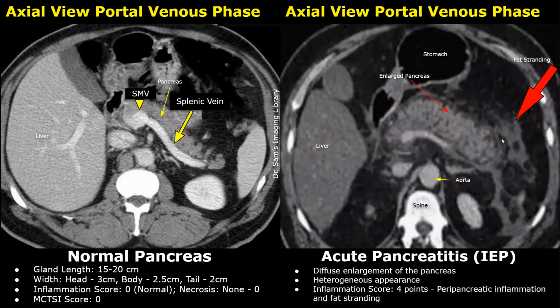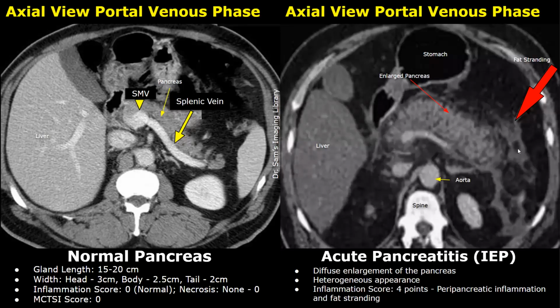In this image, you can see the splenic vein and the superior mesenteric vein more clearly. They are located just behind the pancreas. This is the pancreas. The image on the right is of another case showing fat stranding associated with acute pancreatitis. You can see this brighter fat tissue. This is the normal fat tissue. It is darker, hypodense, and this is the inflamed, brighter, hyperdense fat tissue.